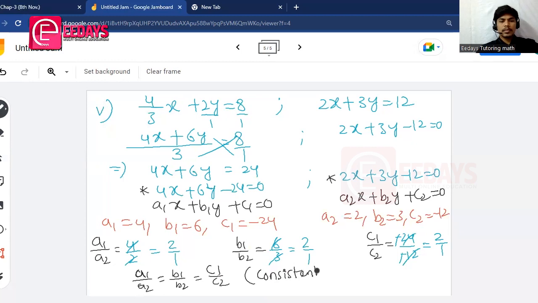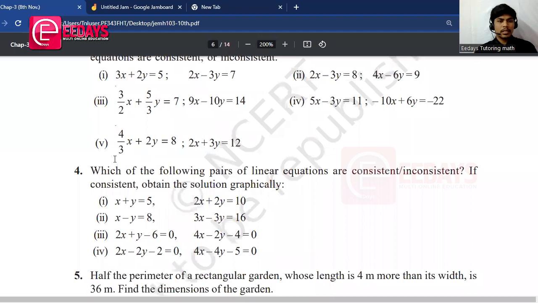The pair of linear equations is consistent. Sorry, not consistent lines. Coincident. Consistent, and also the pair of linear equations represents coincident lines. Coincident lines. Also infinitely many solutions. Okay. That's it. All right.